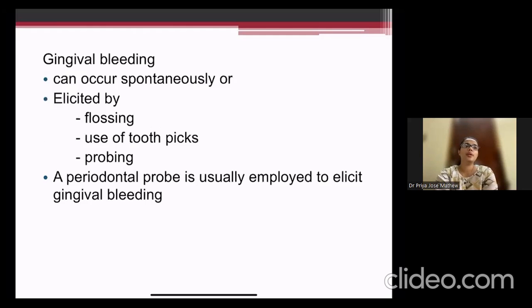Okay. Now, next is how can we diagnose the gingival bleeding? The gingival bleeding can occur spontaneously, or it can be elicited by flossing or the use of toothpicks, or by probing. Okay, so generally, when we have to evaluate the gingival condition, we generally use a periodontal probe. Okay, so periodontal probe, as we know that its end is blunt, not like a shepherd's hook, which is having the action of an exploration. Here it is having a blunt end, so that it won't injure more the crevicular epithelium.